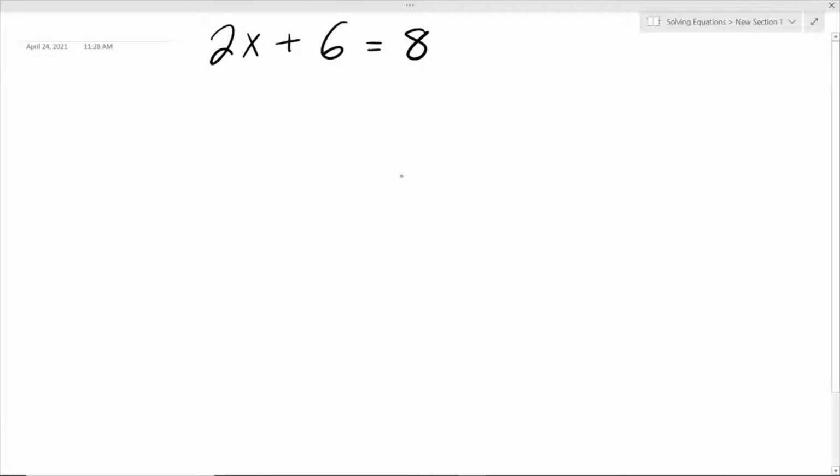Today I'm going to be showing you how to solve equations. So let's say we have an equation that looks something like this and we're trying to find the x right here. We don't know what x is and we're trying to find out what it's equal to.